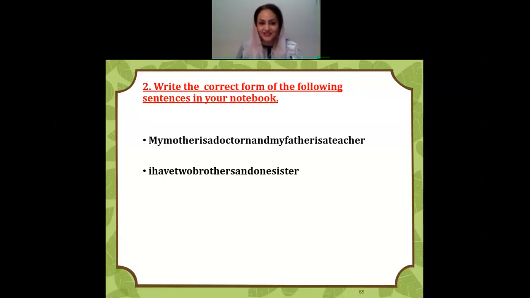Yes. Or, you know, this is one problem children usually have. They stick all the letters together, so it's very hard to read. So say my space mother space is space a space. Yes, space between the words. This is one activity you can work on.